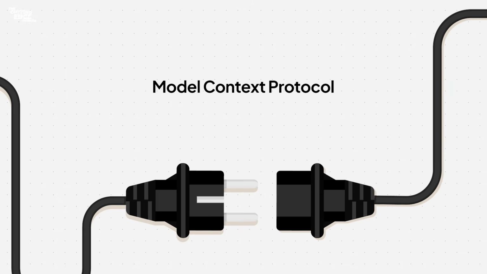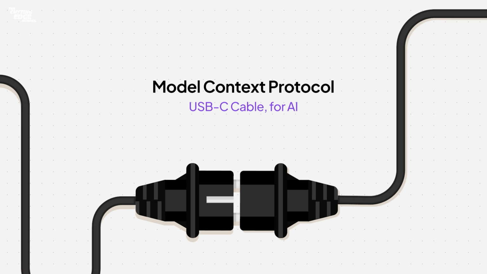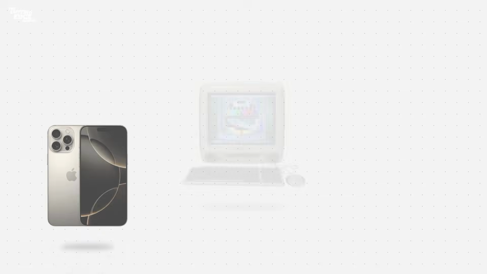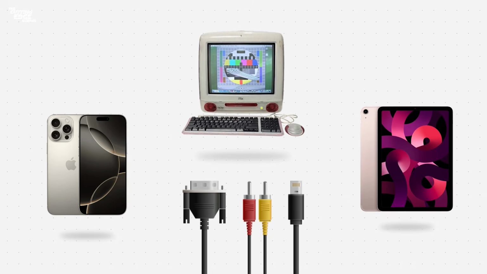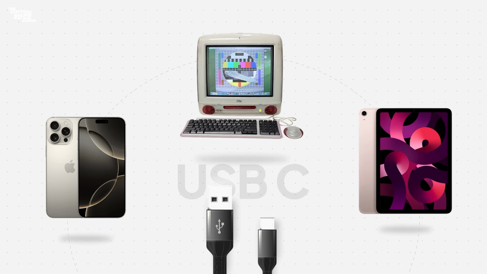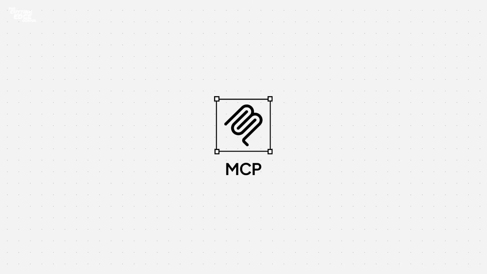So before we get into the setup, you need to understand what MCP is. Now think of the MCP, which is your Model Context Protocol, as a universal plug, like a USB-C cable, but for AI tools. Now before USB-C, every device had a different cable and it was a complete mess. USB-C unified everything. MCP does the same for AI models like Claude or ChatGPT.